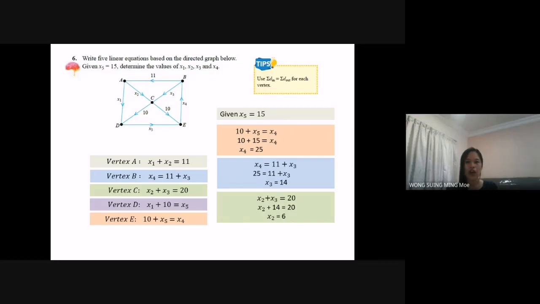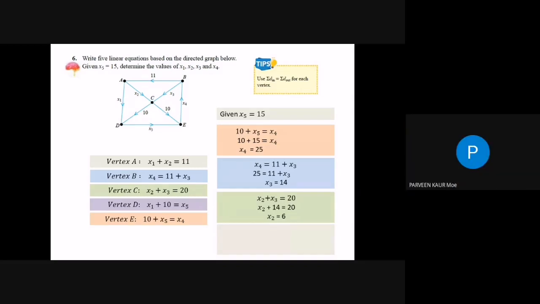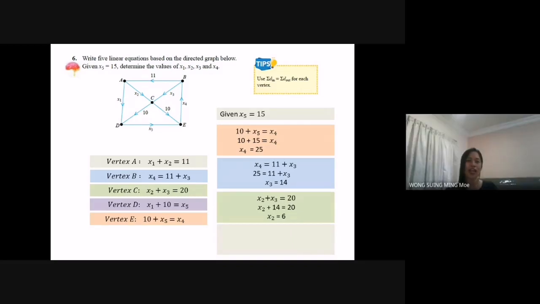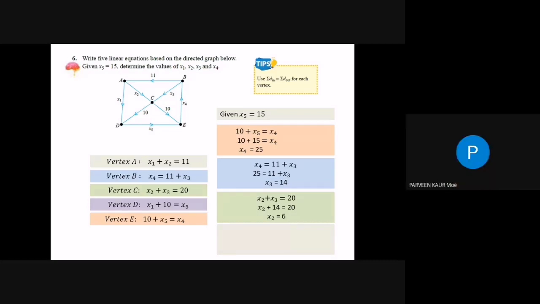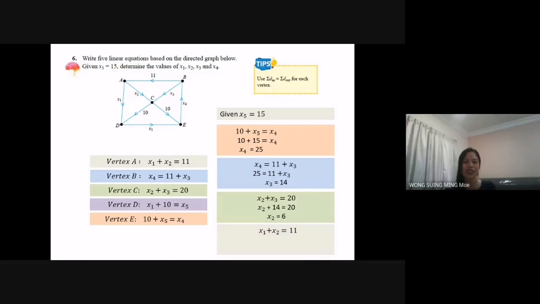Okay, so now we have the value of S5, S4, S3, S2. So we need to find the value of S1. Who wants to answer this? Anyone volunteer? Yeah, can you tell me your name? I cannot see your face now. Parveen. Okay, yeah. S1 is equal to 5. Yes. Okay, S1 plus S2 equal to 11. So S1 plus 6 equal to 11. S1 equal to 5. Very good.